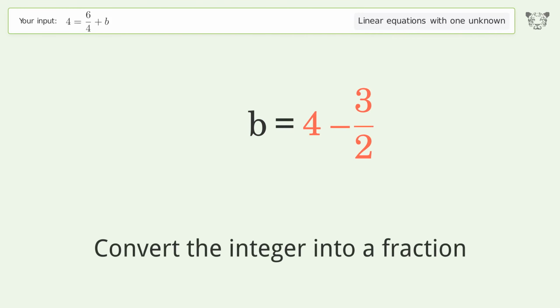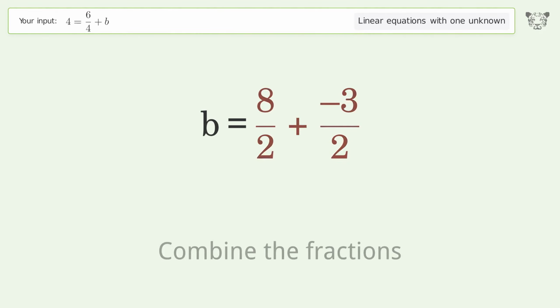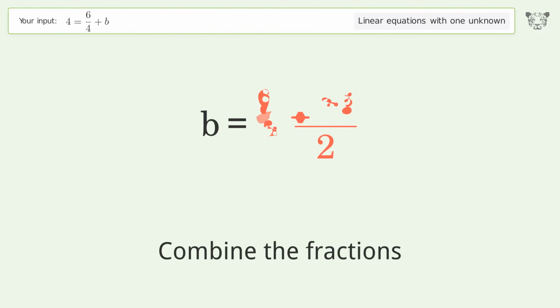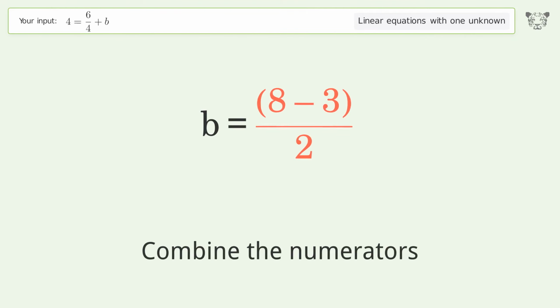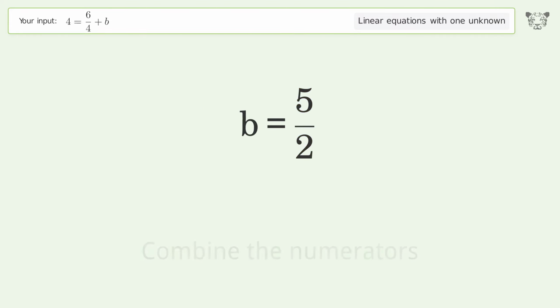Convert the integer into a fraction. Combine the fractions. Combine the numerators. And so the final result is b equals 5/2.